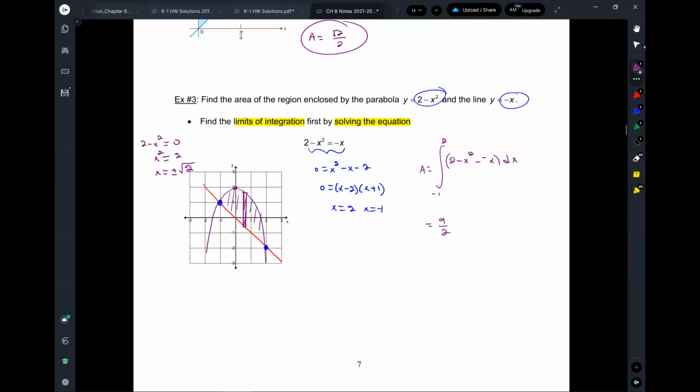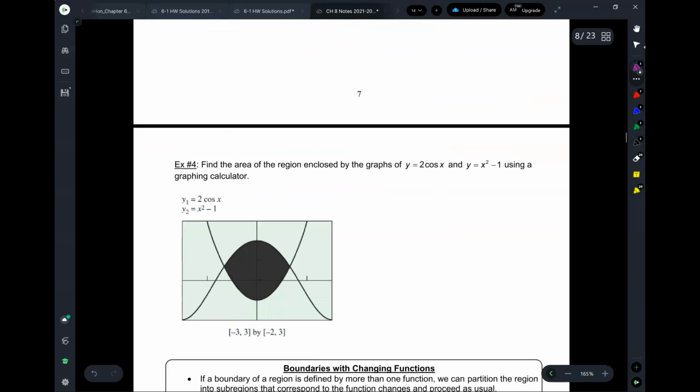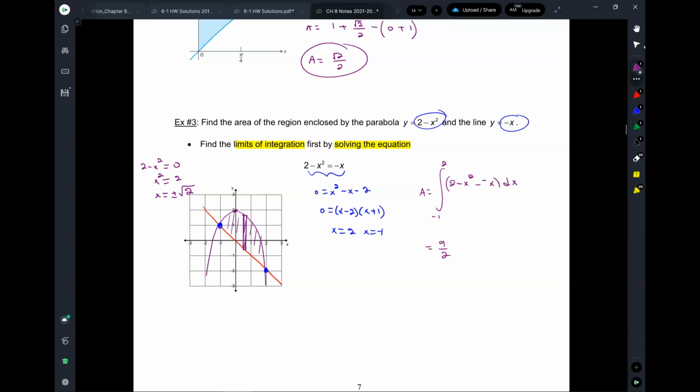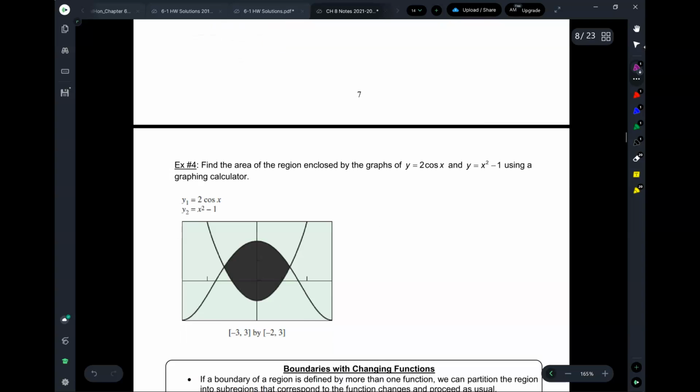How are we doing so far? Is there a point in graphing it? Well, the only thing is, so you know which one sits above and which one sits below, because otherwise you would get negative area. If you switch them, you would get negative area.